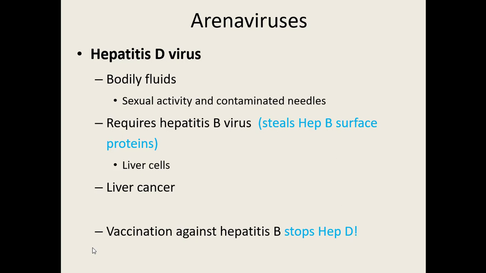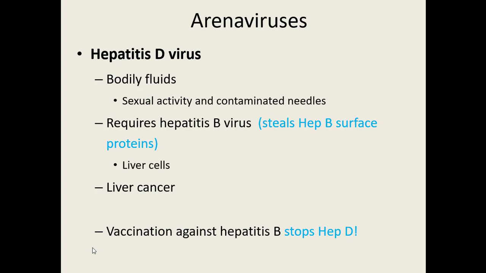Luckily, although we don't have a vaccine specifically for hepatitis D, we do have a vaccine for hepatitis B. And if you vaccinate for one virus, it actually stops the other virus. Because this virus requires hepatitis B, if you eliminate it, it can't get inside the liver cells. So by vaccinating for one thing, you end up vaccinating for two things.